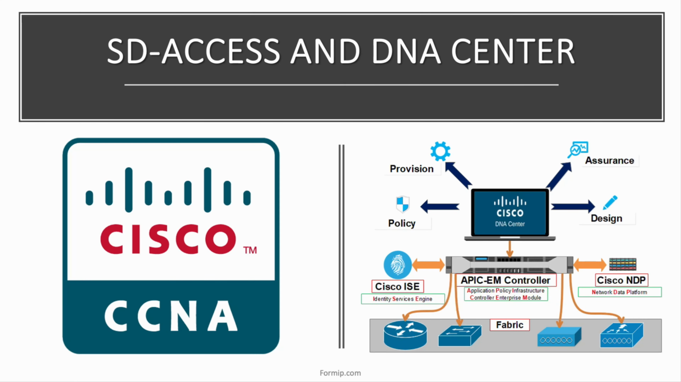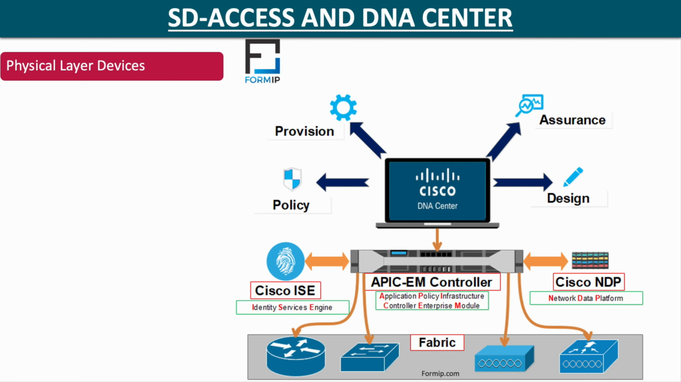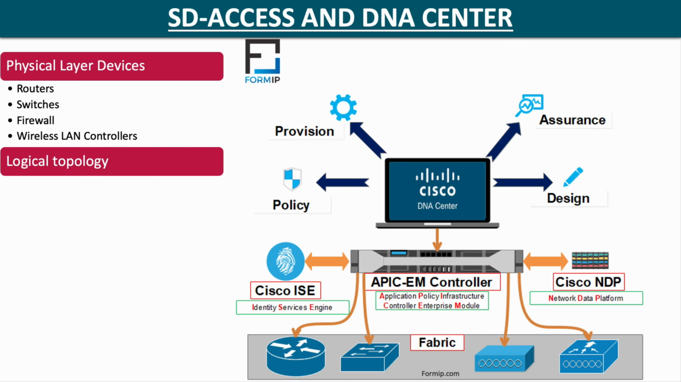SD Access and DNA Center. An enterprise network can become quite complex. There's usually a headquarters, remote locations, people working remotely, and all of that. It's connected by WAN connections. Inside these buildings, there are many physical layer devices, such as routers, switches, firewalls, wireless LAN controllers, etc. There are also a lot of things in the logical topology. There are VLANs, VRFs, routing protocols, ACLs, firewall rules, and so on.